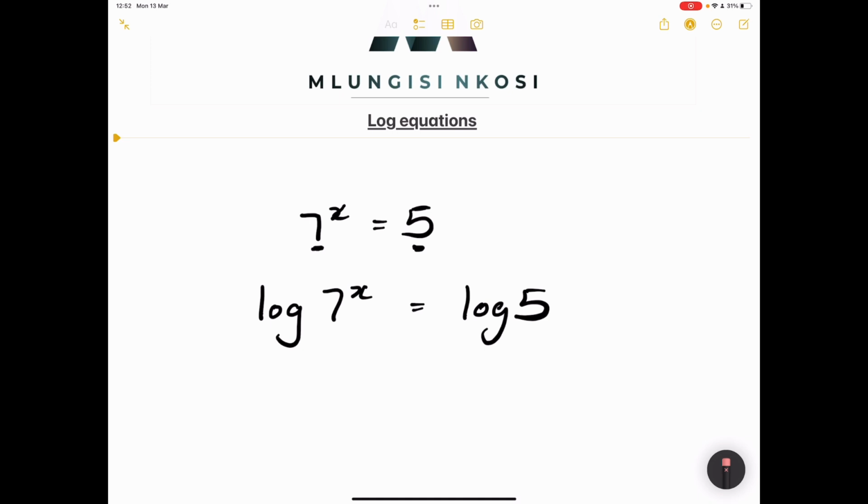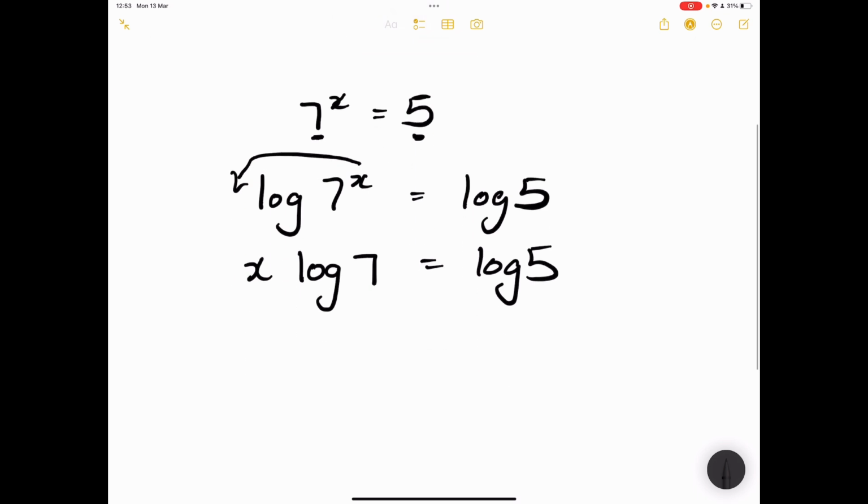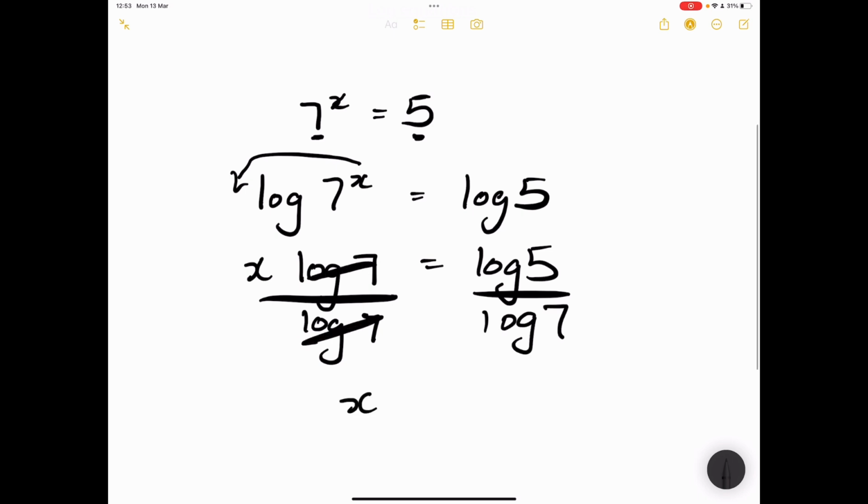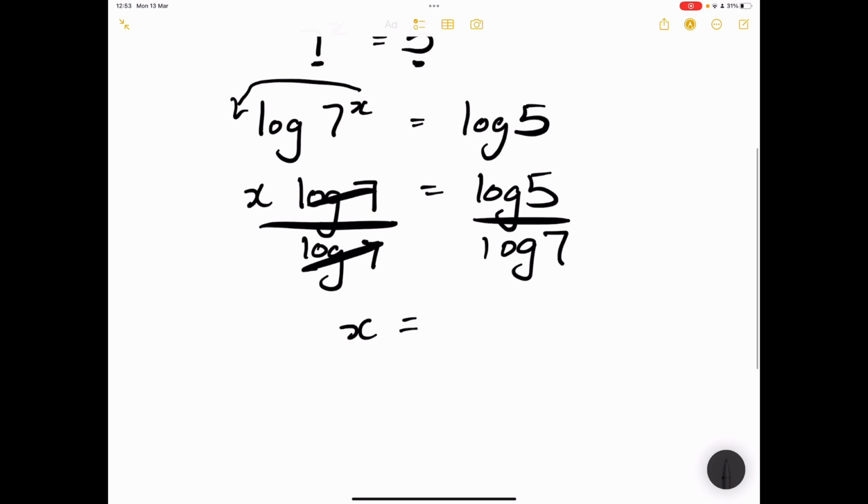So we know this exponent jumps down. In this case, this will be x log of 7, which is equal to log of 5. And so we can divide on both sides by log 7, and that is how we solve for x in this particular instance. So this will be equal to log 5 over log 7.